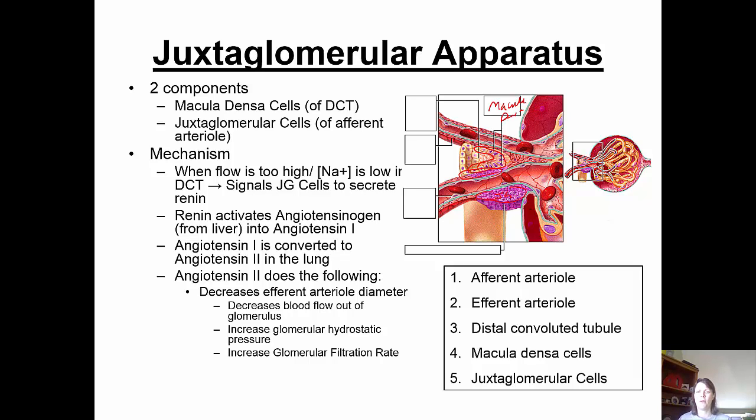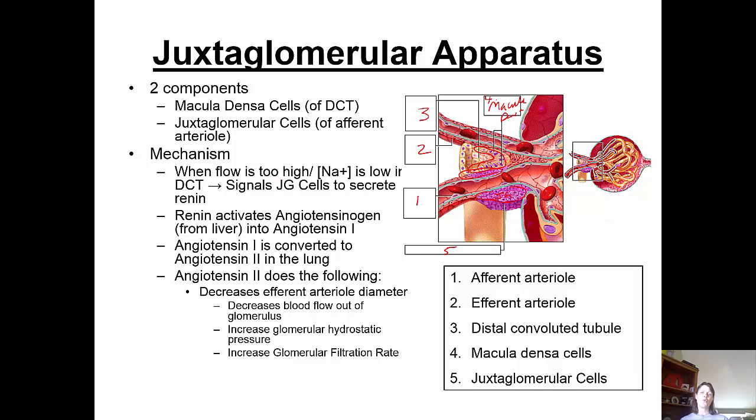That doesn't look so good. So if this is one, afferent arteriole, the efferent arteriole is going to be this one, distal convoluted tubule is going to be this, the macula densa cells I've already labeled, so that's 4. And then over here, these purple guys are going to be the juxtaglomerular cells, just to give yourself an orientation. But here's the deal. Check this out.